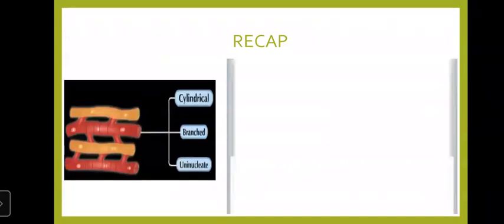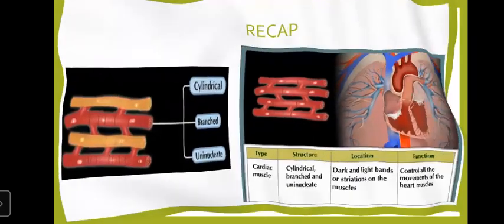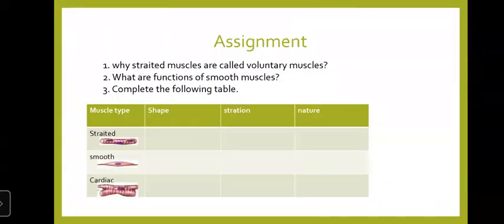The third type is cardiac muscles, which are very specialized muscles and are found only in the heart of our body. They are cylindrical. We all see this. They are branched and also uninucleated. Cardiac muscles also show dark and light bands, but they are involuntary in nature. We cannot control the movement of cardiac muscles. The function of cardiac muscle is that it controls the movement of the heart, or contraction and relaxation of the heart.